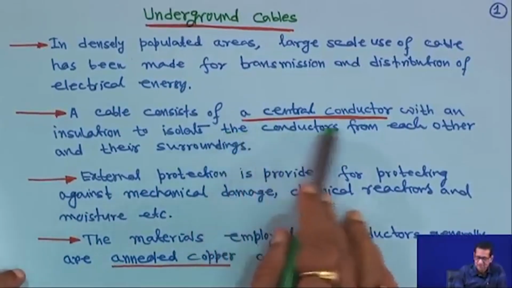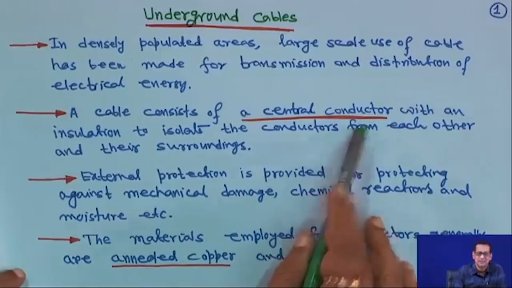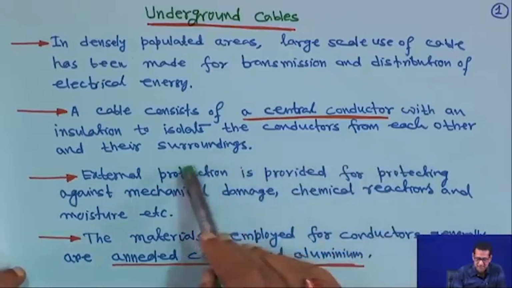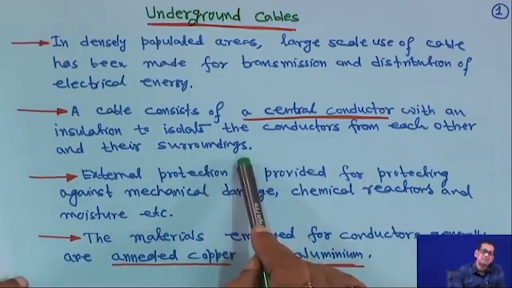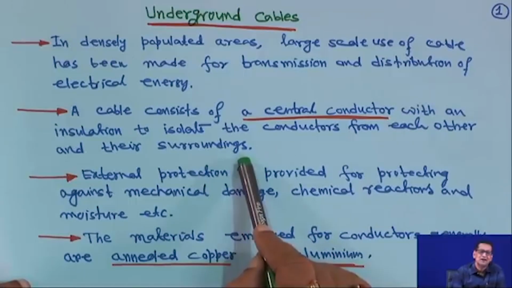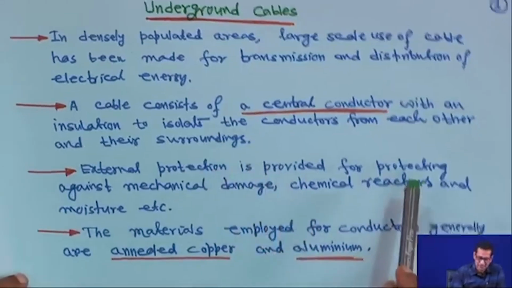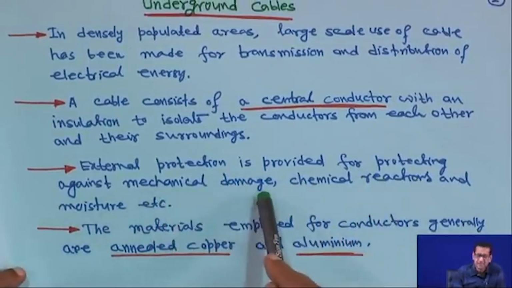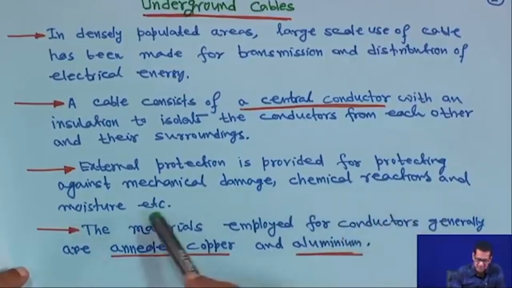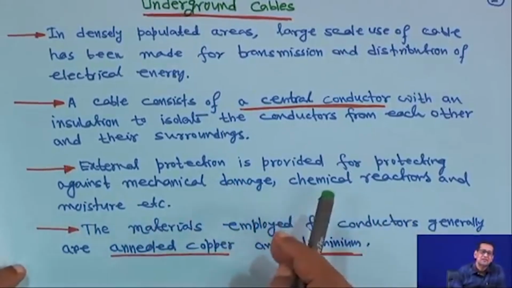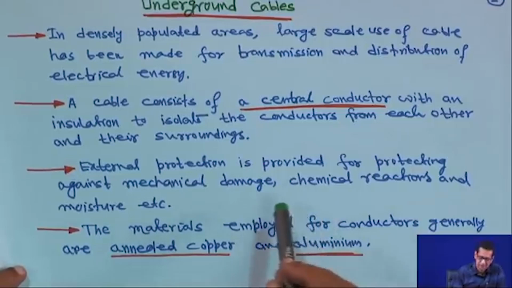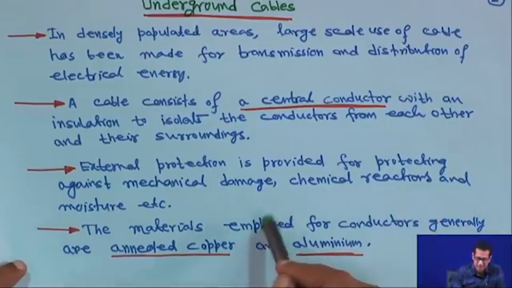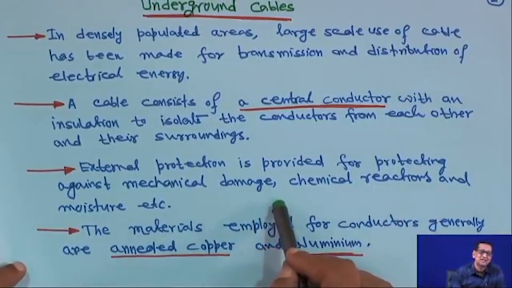A cable consists of a central conductor. Later I will show you the diagram. Central conductors with an insulation to isolate the conductors from each other and their surroundings. A cable has to have a conductor, then insulation, sheath, armor, and many other things. External protection is provided for protecting against mechanical damage, chemical reactions and moisture, because in most cases the cable will be buried in the ground. Therefore, there should not be mechanical damage, chemical reactions or moisture, so external protection is required for the cable.